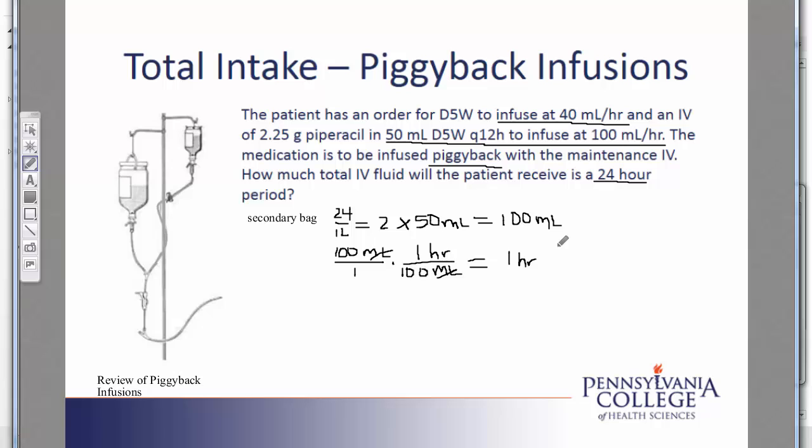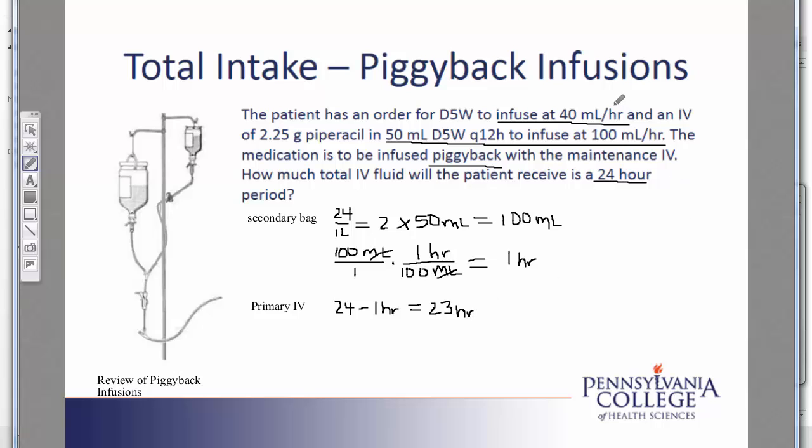Now I can calculate the main IV. The primary IV would run for a full 24 hours, except that we need to stop it to infuse the medication. I will subtract the time for the medication and calculate that the primary IV will run for 23 hours.